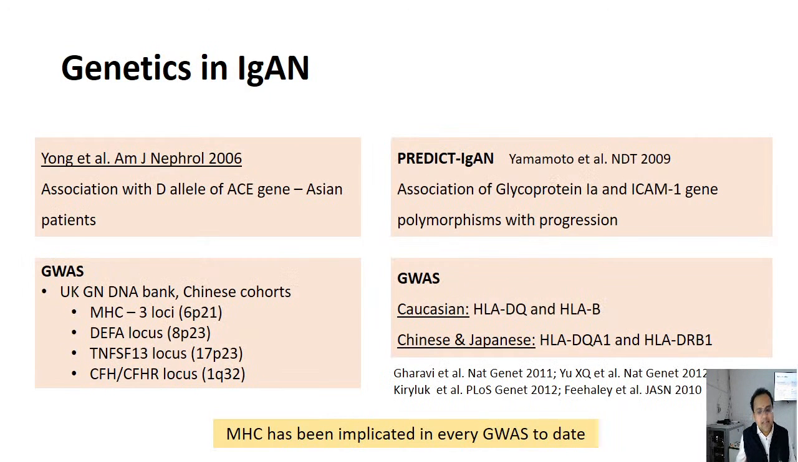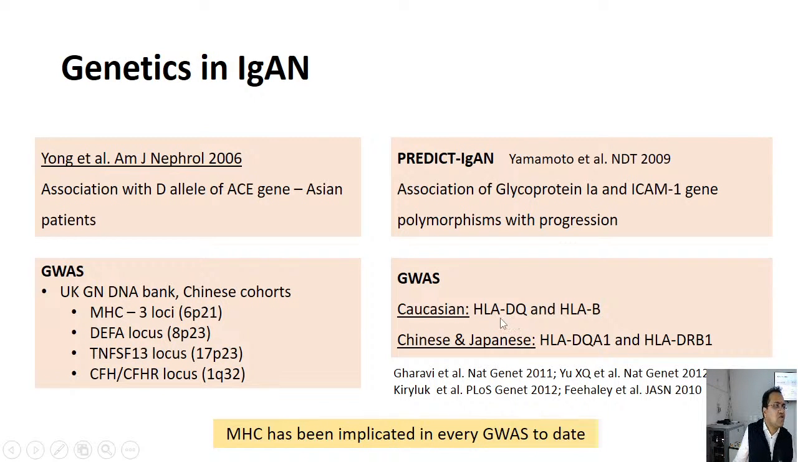Among these, the D allele of the ACE gene has been shown to be significantly associated in Asian patients. The PREDICT IgA nephropathy cohort did not show the effect of an ACE gene. However, it did show association of glycoprotein and intercellular adhesion molecule gene polymorphisms with progression. This was followed by the genome-wide association studies from both the UK glomerulonephritis DNA bank and the Chinese cohorts, where 3 loci in the MHC gene chromosome, defensin chromosome, the presence of APRIL, and the complement pathways were supposed to be associated with IgA nephropathy.